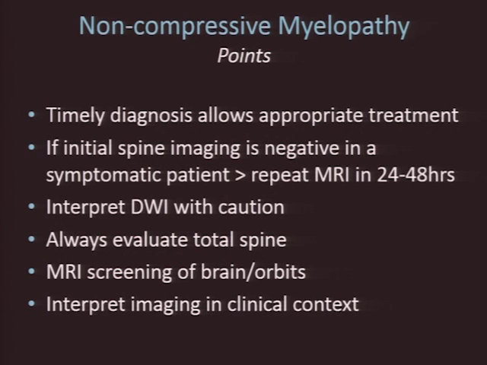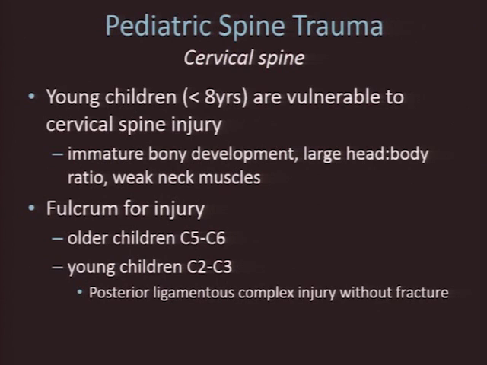So some take-home points are that a timely diagnosis is going to allow appropriate treatment if we can do that. If the initial spine imaging is negative in a symptomatic patient, we should try to repeat that MR in 24 to 48 hours. Interpret the diffusion imaging with caution, especially when you're dealing with demyelination. Always evaluate the total spine, screen the brain in orbits, and interpret the imaging always in clinical context.